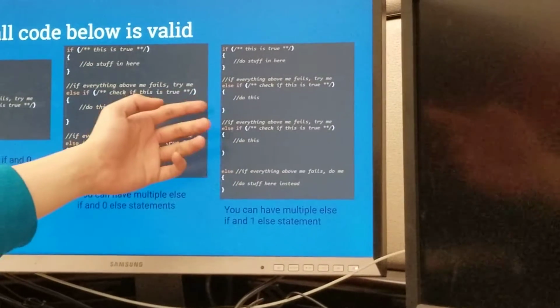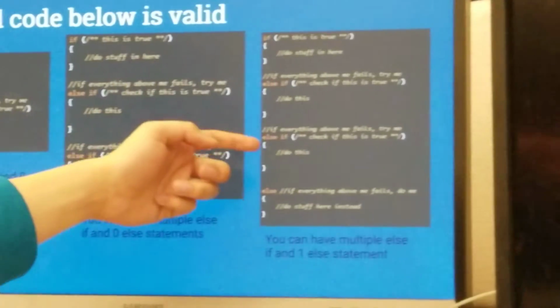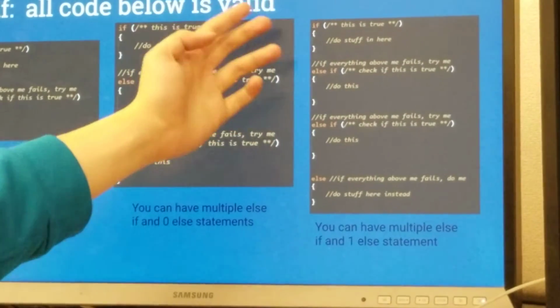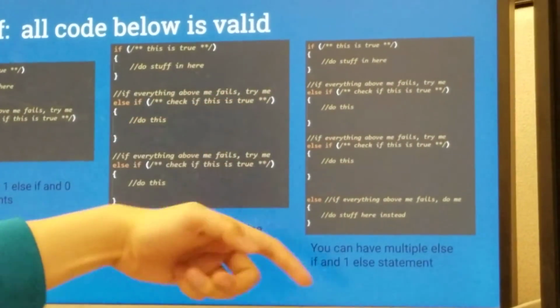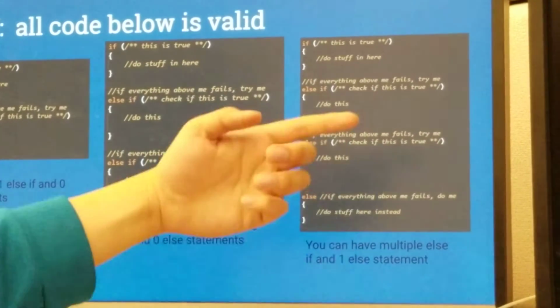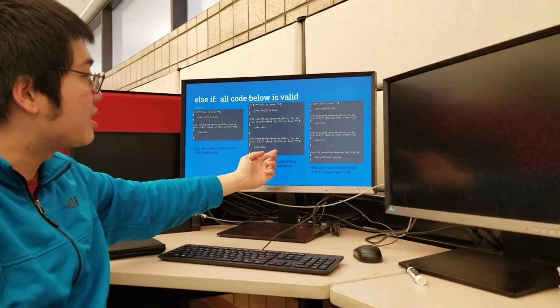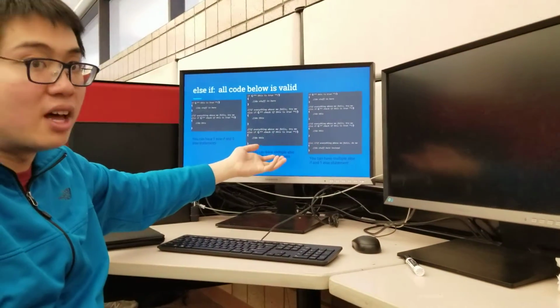Last example, similar deal. You would check each of these and you would only check the next one if the previous ones all evaluated to false. The only difference between this one and the previous one is we have an else statement. So in this case, our code would always at least do something, as opposed to in this case, if all these fail, it would just do nothing.